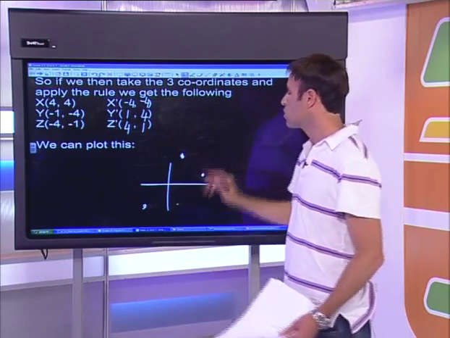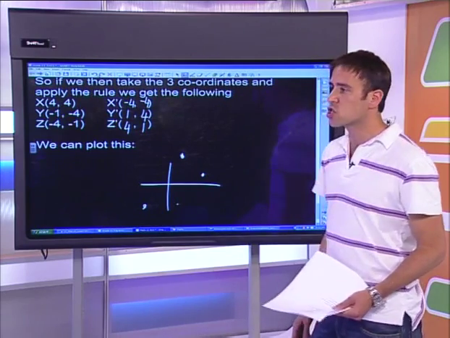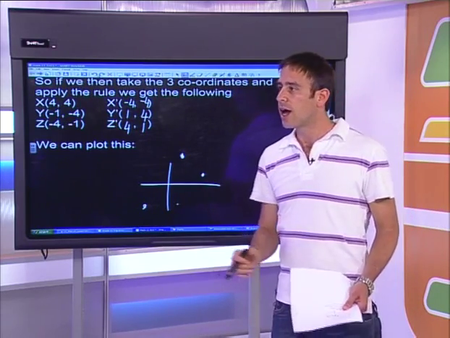Okay, so it's really just a case of joining those dots. So I think that's quite a nice introduction in terms of rotation.